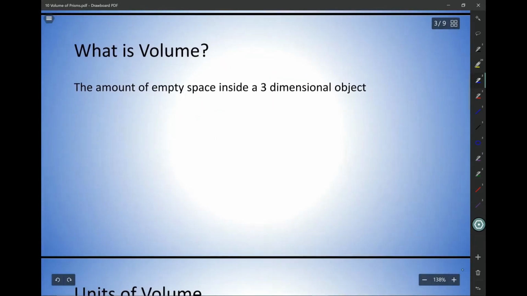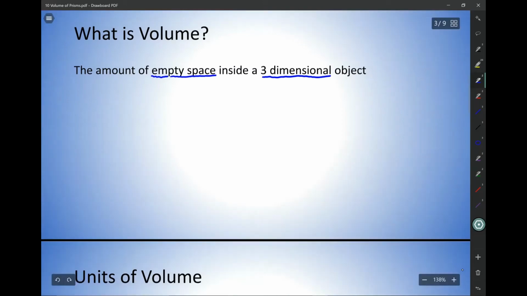Now, before we go into calculating volume, let's make sure we all have in our minds exactly what volume means. And the important thing here is the empty space inside a three-dimensional object. Those are the key terms in that statement. So imagine, say, you have a water bottle. Some of you might have one with you right now. Maybe it has a volume of 1 liter. That means that the empty space inside that water bottle can fit 1 liter in it.